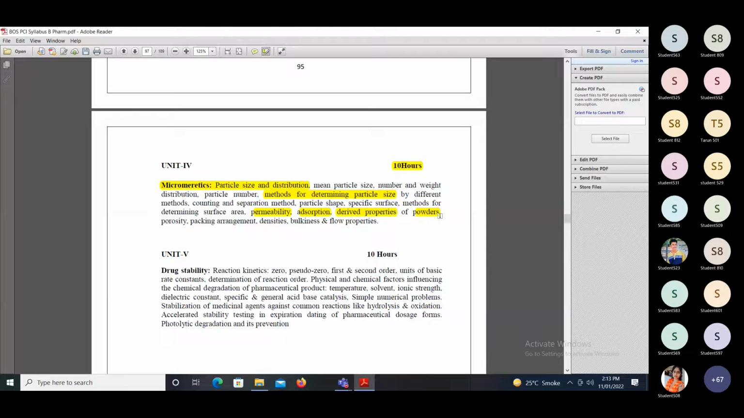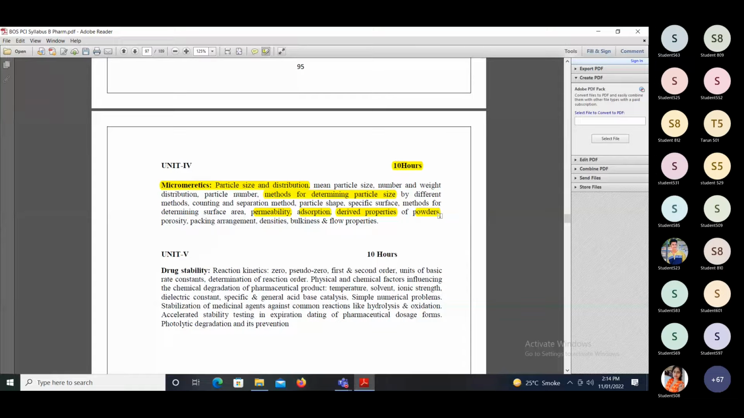In the case of derived properties, we are going to determine the bulk density, then tap density, granule density, specific density, and bulkiness, then porosity, then Carr's compressibility index. All these are properties related to the flow behavior of the drug molecules. And then the packing arrangement of the particles, how the particles are arranged in the dosage form, whether loosely packed or closely packed, or a rhombohedral type of packing for the particles, you have to evaluate it.